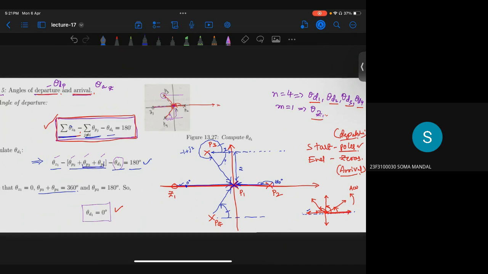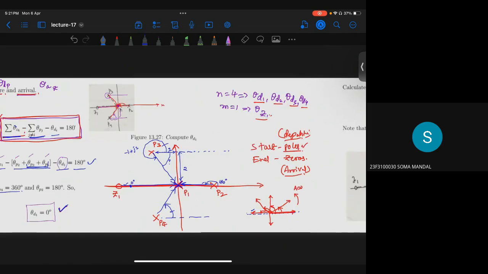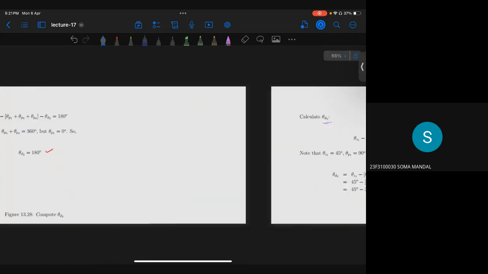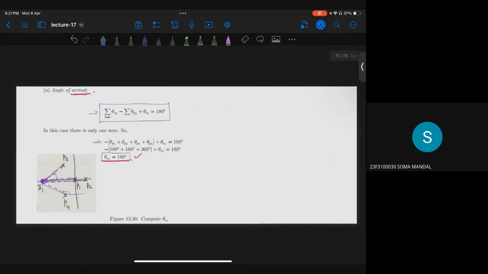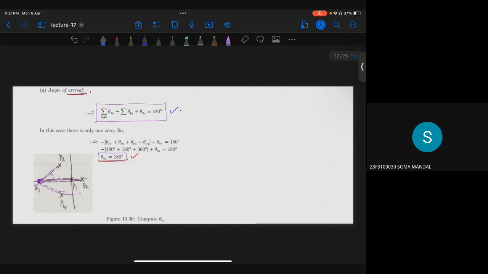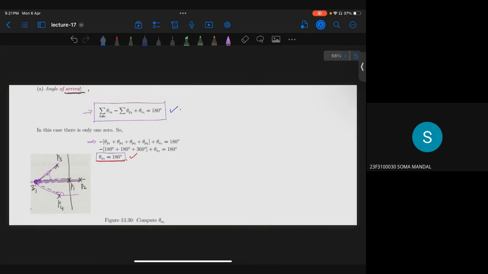Okay, that is how the theta D1 will become 0 degrees. Clear? Yes, sir. Clear. In the same way, you have to do everything: theta D2, theta D3, theta D4 also. Even theta Z1 also, in a similar way. Only thing is that we have to use a different formula. Okay, same way you have to do.